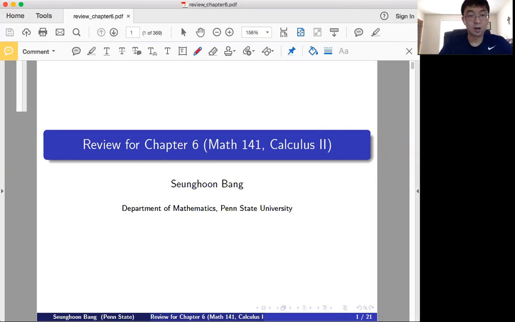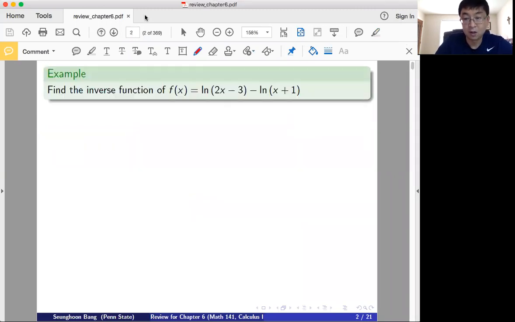Okay, today I want to talk about review for chapter 6 today. This is like an outline. This is like all of chapter 6. This is the first example.